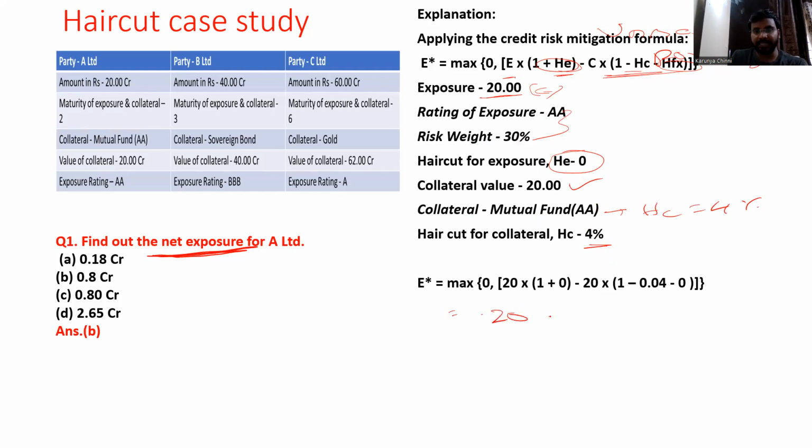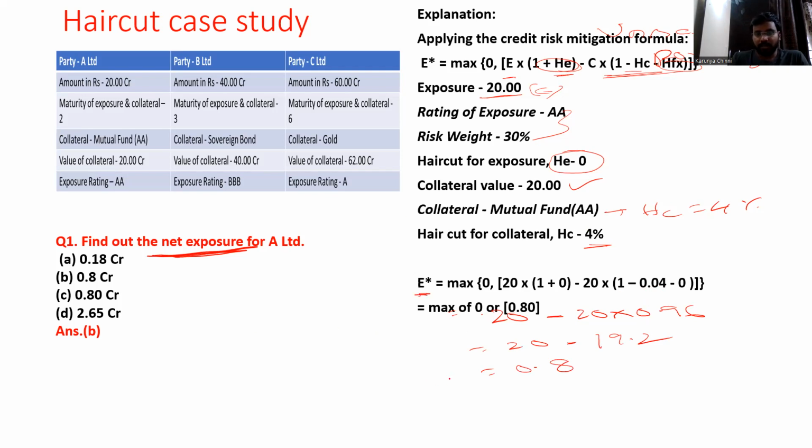20 minus 20 into 1 minus 0.04, which means 0.96. So 20 minus 20 into 0.96. So how much is it? 9.6 into 2 means it is 19.2. So 19.2. So what is the exposure amount? It is 0.8. So this is the exposure.